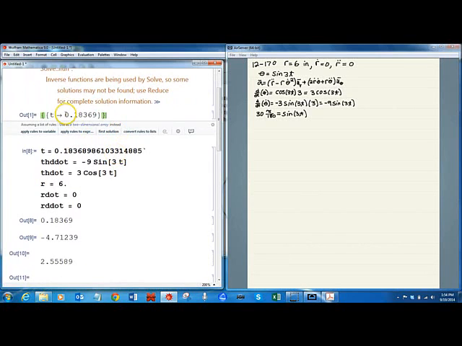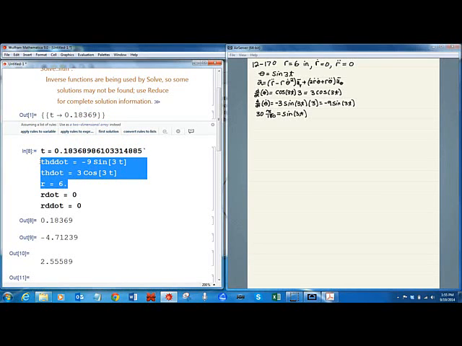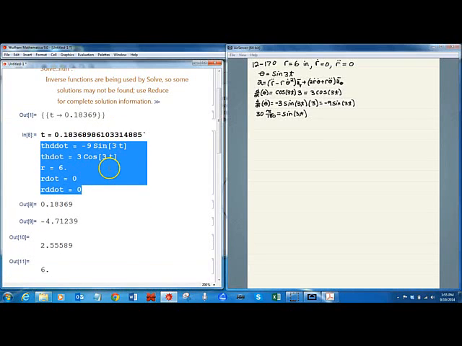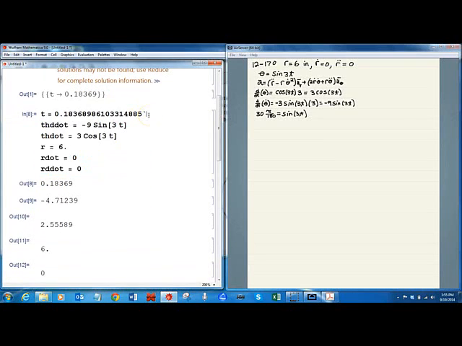Then what I did was I just simply copied and pasted the answer for t down here. Mathematica, even though it only shows you 5 digits, holds a lot more digits, and so when you paste it, it just comes out with all of these extra digits. And then all I did was I typed in the equations, or the values for theta dot, theta double dot, r and r double dot, etc. So I typed that in and executed it.